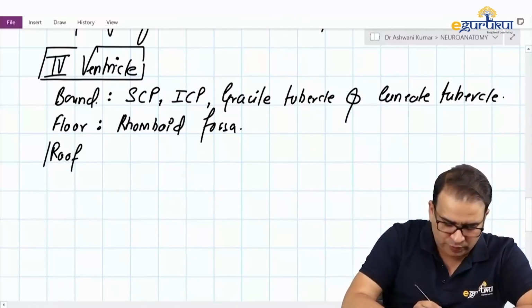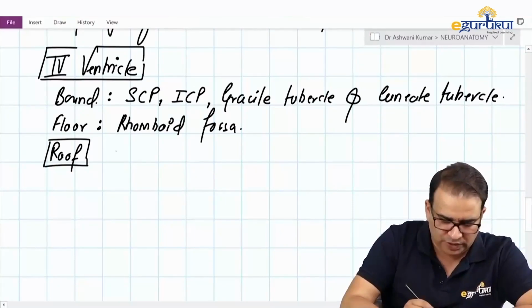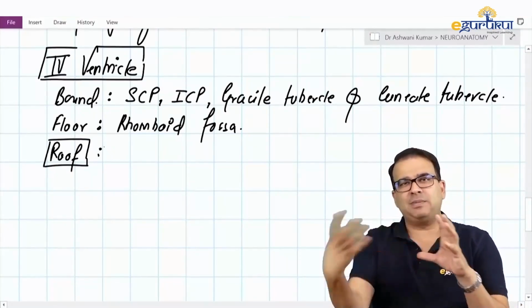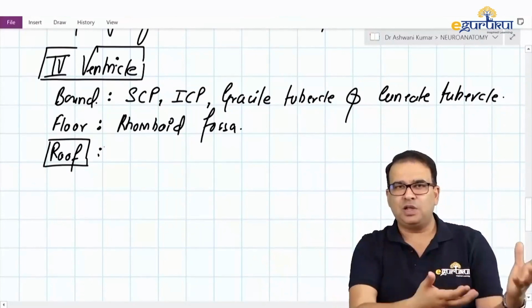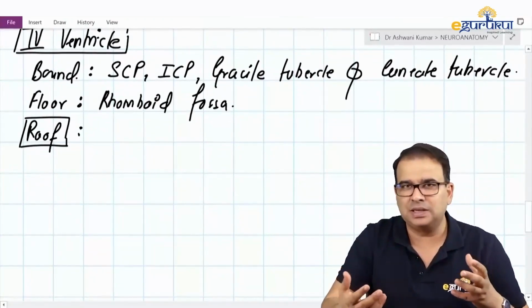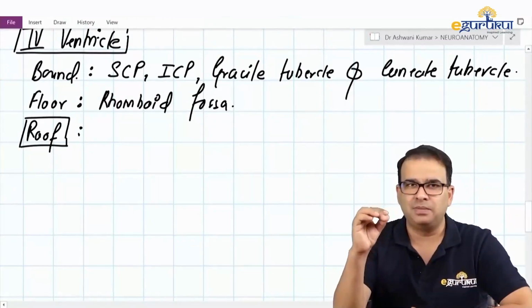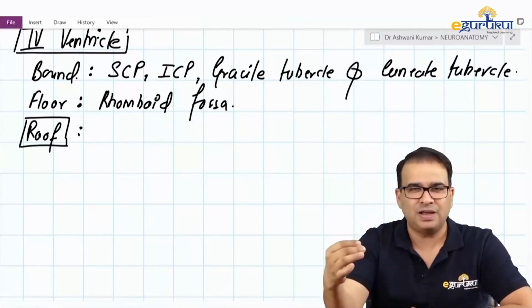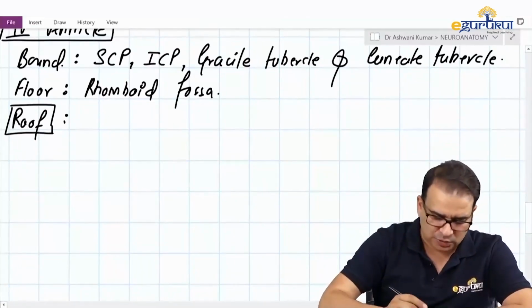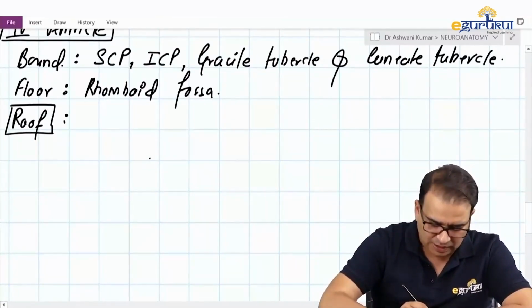Now, what about the roof? This is important, guys. Simply we can say the roof is the cerebellum only. We remove the cerebellum, then only we can see the floor part. Yes, directly you can say cerebellum, but what part of the cerebellum, or is there any special extension covering the roof of the fourth ventricle? That also we'll understand with this diagram.